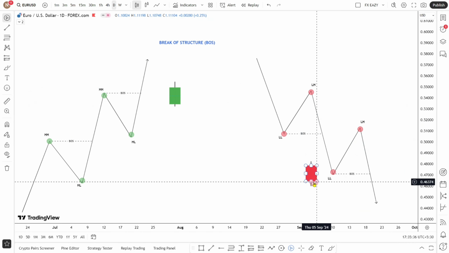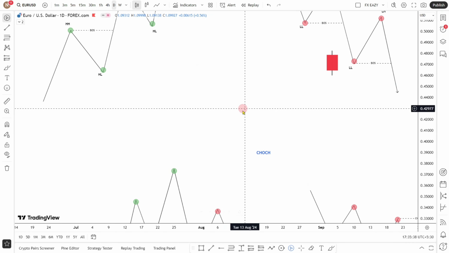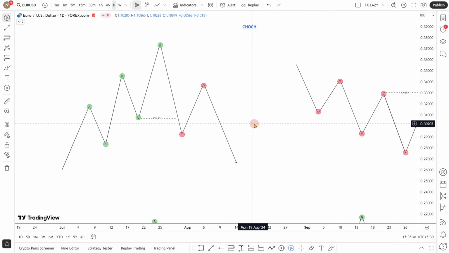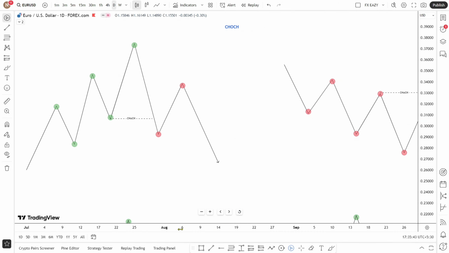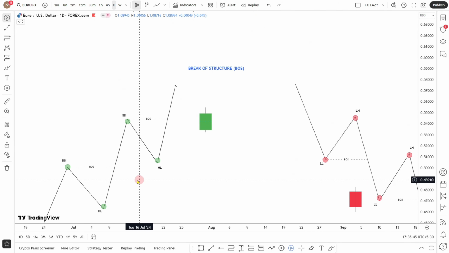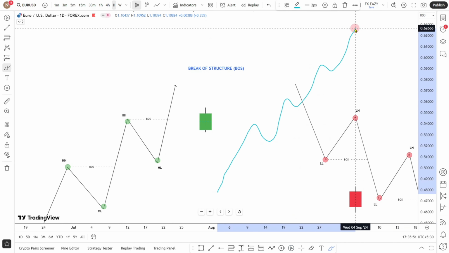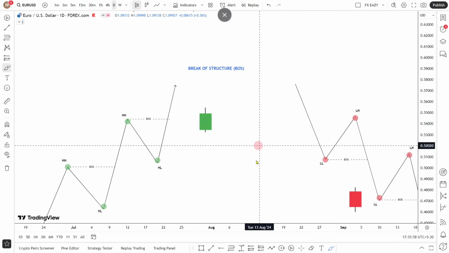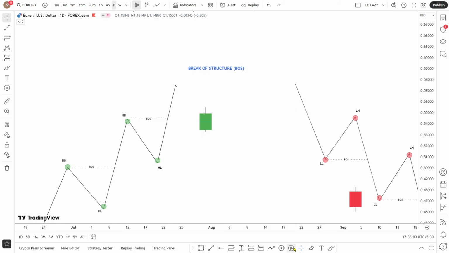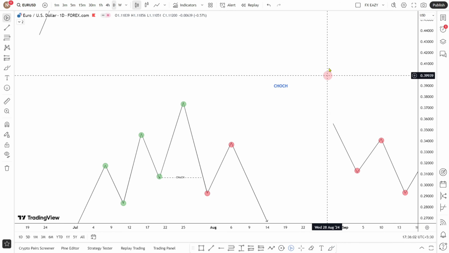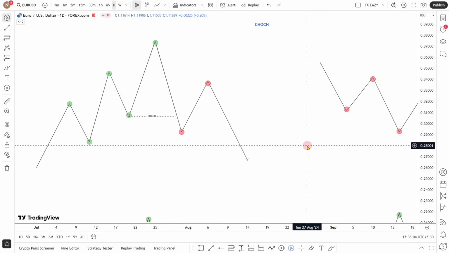Okay, now moving ahead to CHoCH or change of character. See, whenever your market is moving in an uptrend, it would not keep moving in an uptrend forever. It will change the trend at any time. Because if the market keeps on moving only in one direction, then everyone would be buying only in that direction. The market needs to trap everyone.